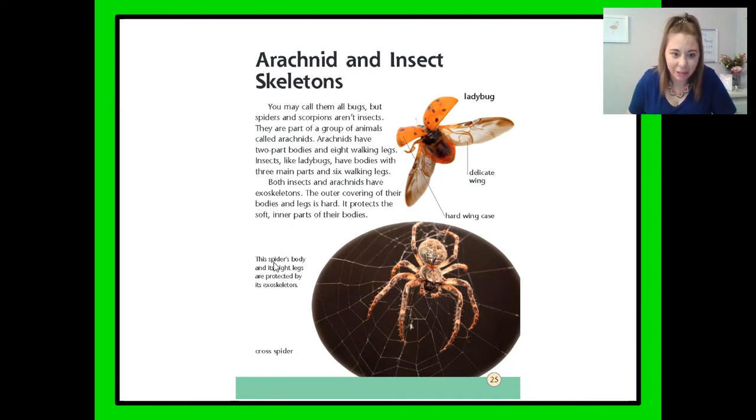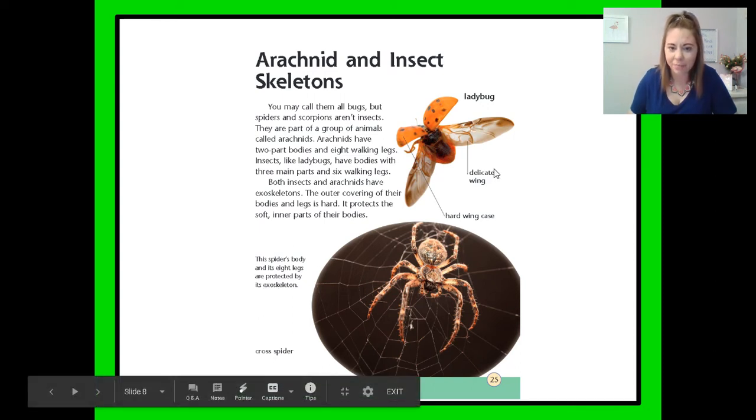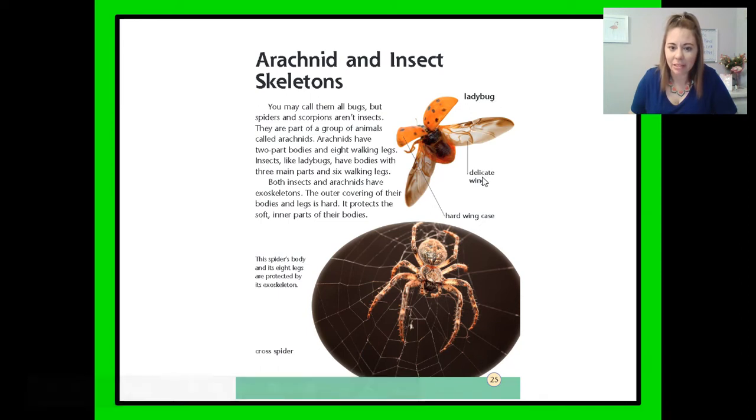So let's see, it says the spider's body and its eight legs are protected by its exoskeleton. Ugh. That's a cross spider. Then we have a ladybug here, and it says it has the delicate wing and then a hard wing case here. So that's what we see, and you're like, oh, a ladybug. Ladybugs are kind of cute, but still, they can stay away from me.